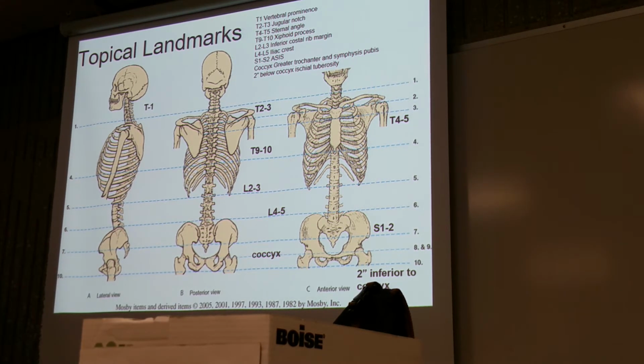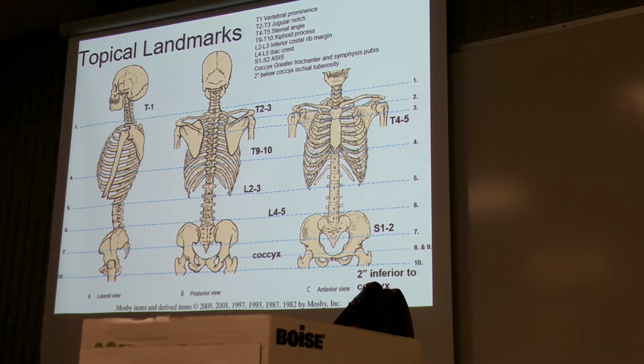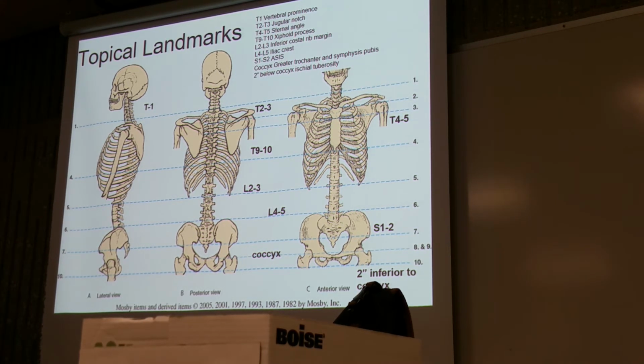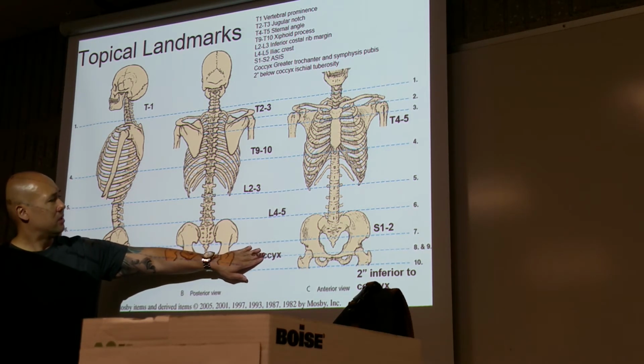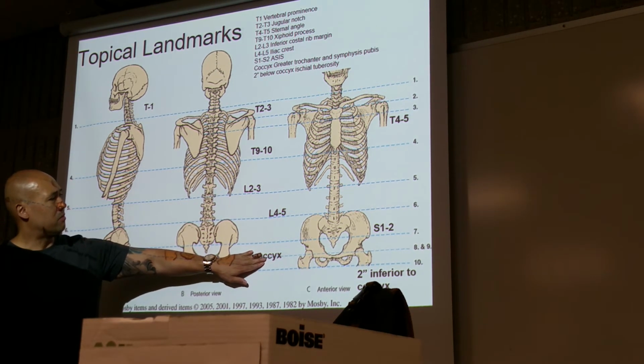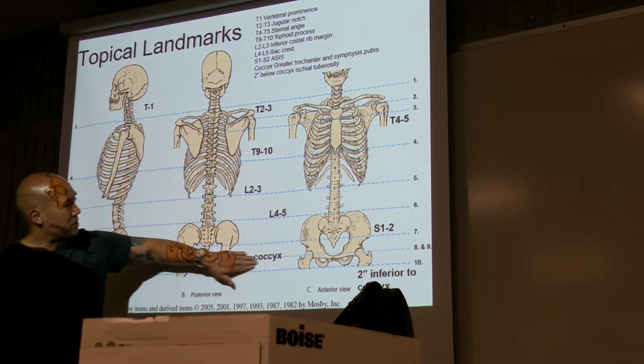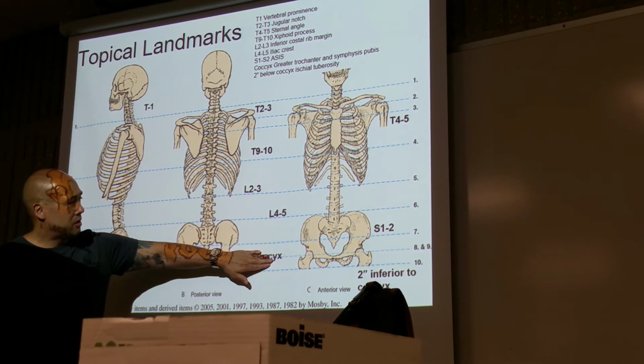The coccyx, greater trochanter, symphysis pubis, 2 inches. Huh? What is that saying? The coccyx. Coccyx, greater trochanter. I'm not sure what this is. I think this is a typo. Is it rectum? No. So cross this out for a moment. Okay. Cross it out for a moment.